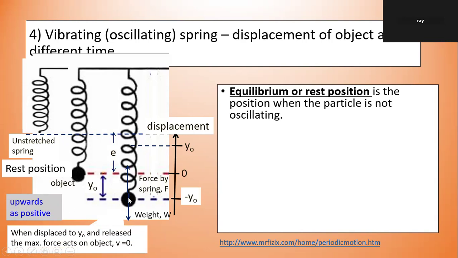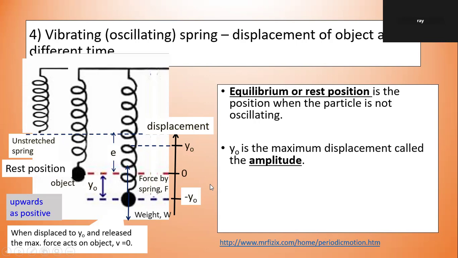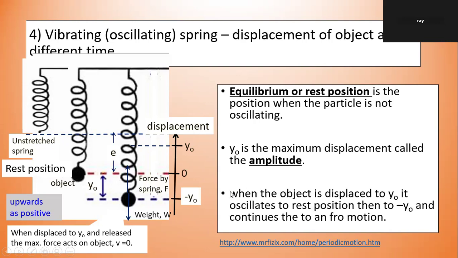So this is going to go up and down. We take the rest position as 0, upwards as positive, and downwards as negative. Then you release it. y naught is the maximum displacement, called the amplitude. So you are the one who determines it. You stretch it longer, the amplitude is larger. You stretch it shorter, the amplitude is smaller.